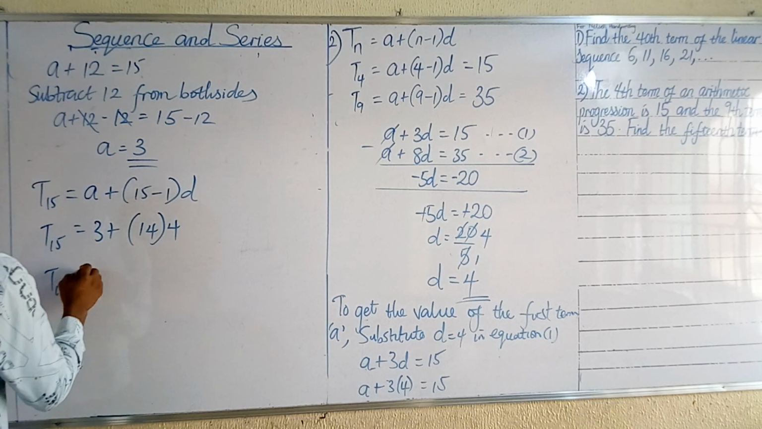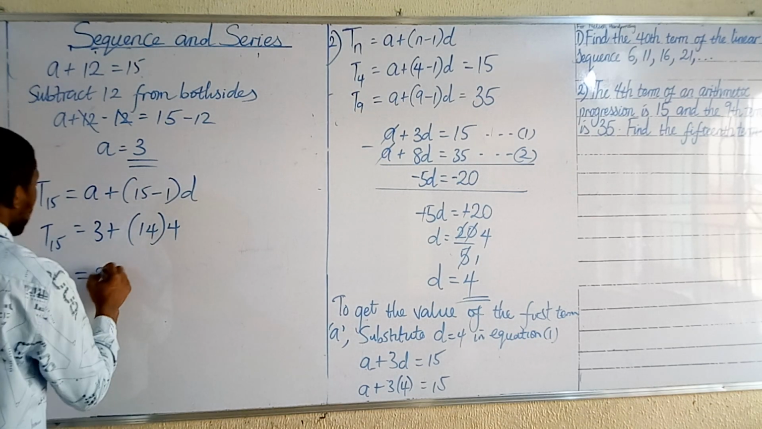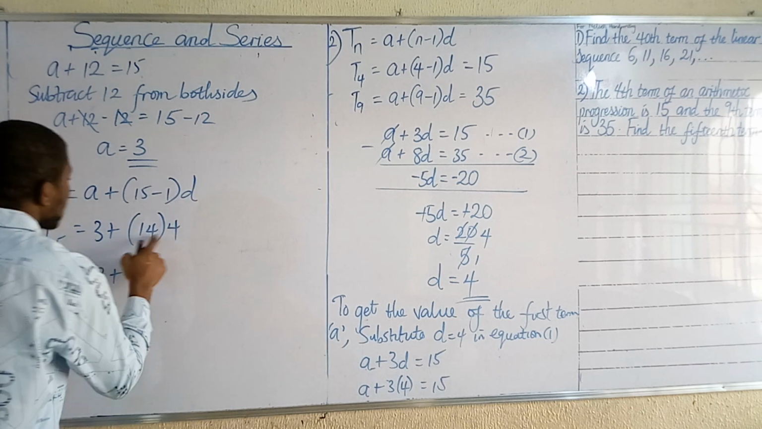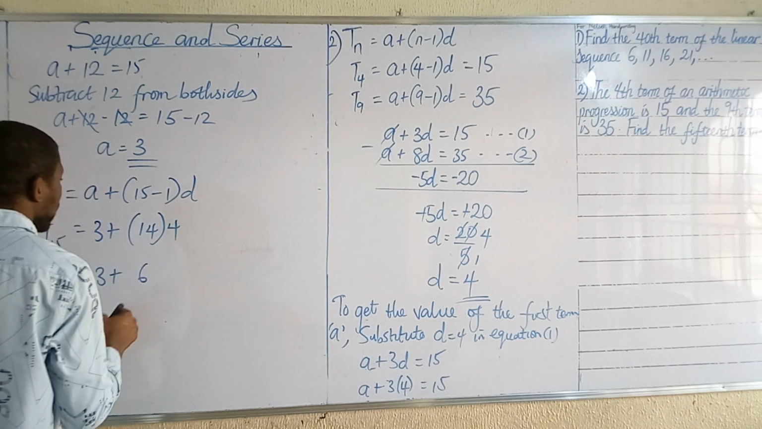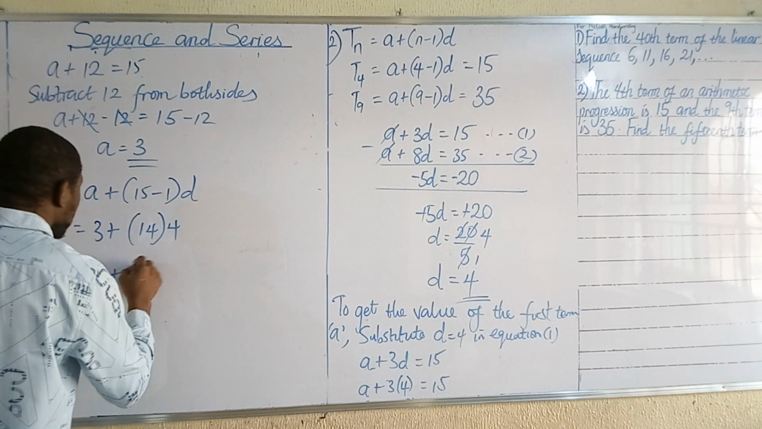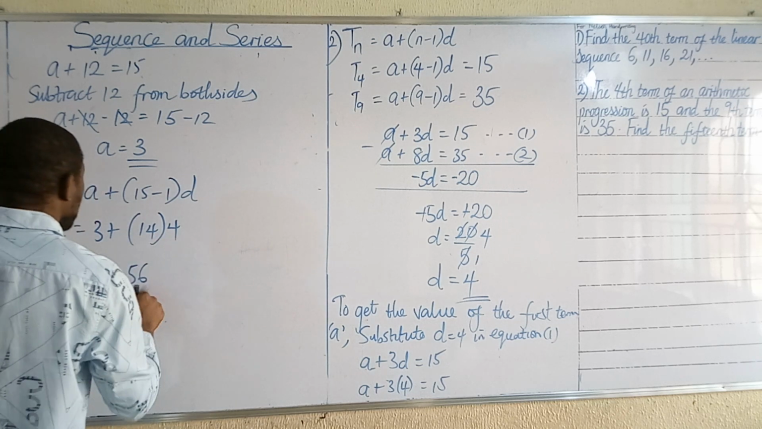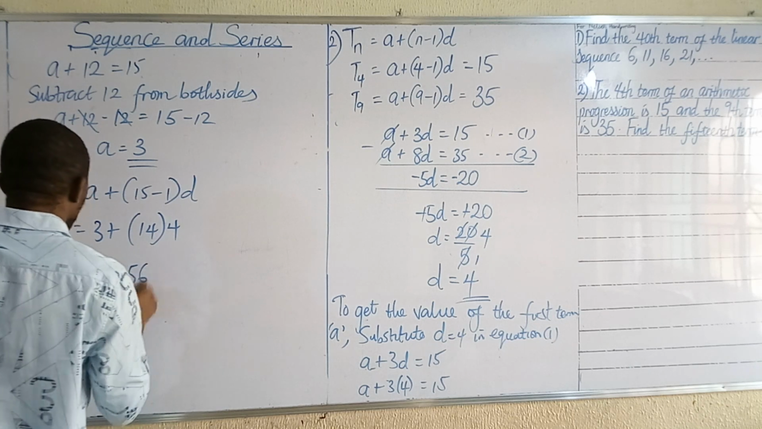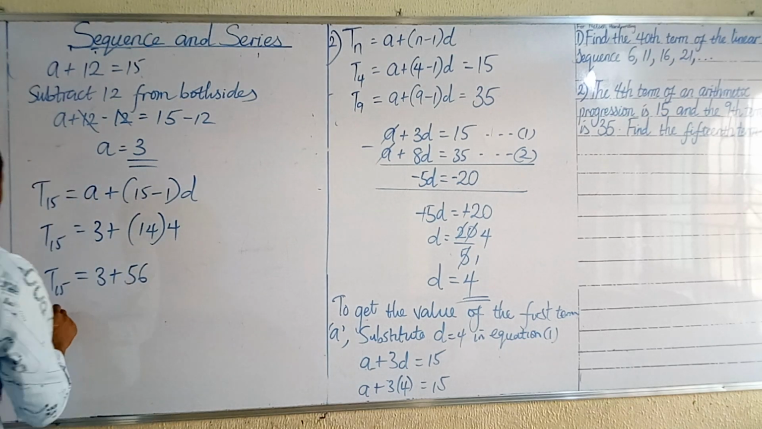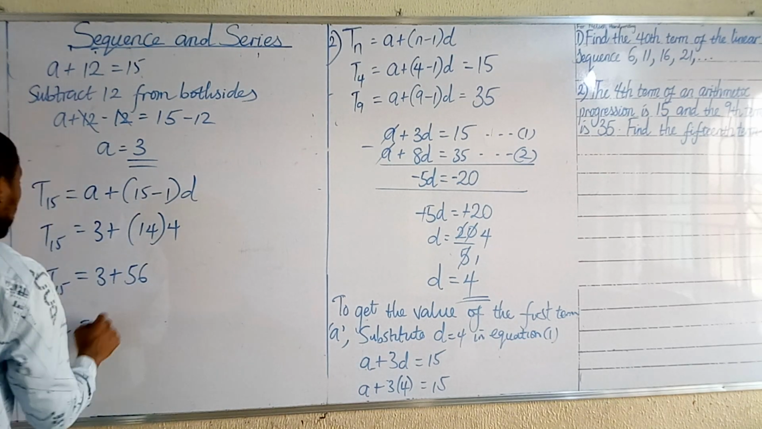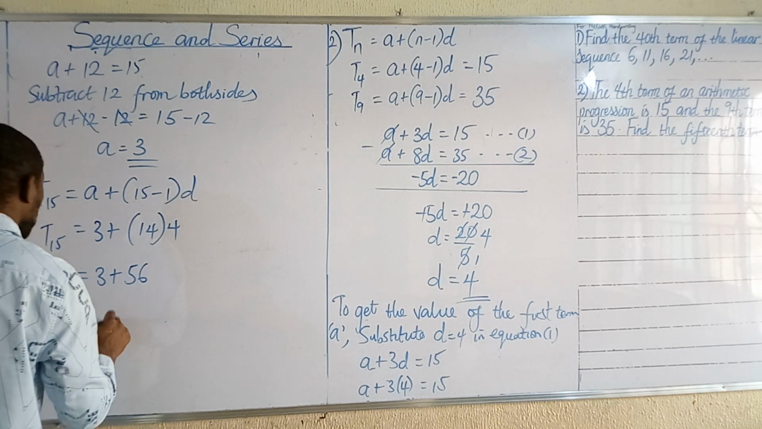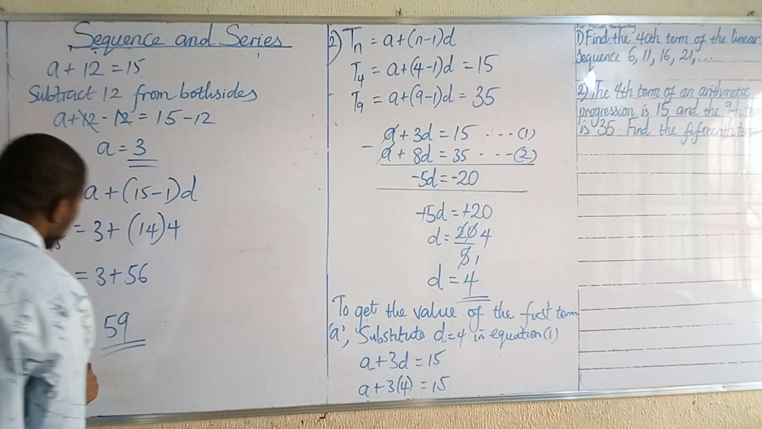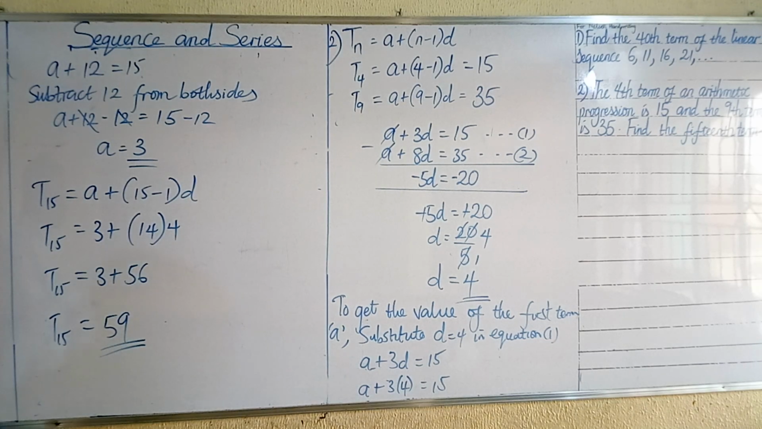So T15, the 15th term, we have 3 plus 14 times 4. 4 times 4 is 16, 6 carry 1. 4 times 1 is 4, plus 1 is 5. So 3 plus 56 gives us 59. So the value of our 15th term is 59.